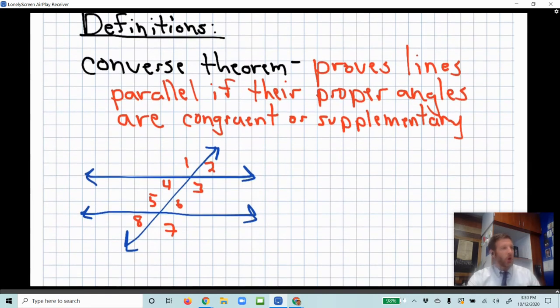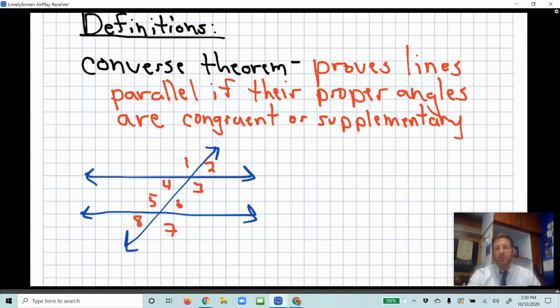One definition, converse theorem. And this in itself basically summarizes the main idea of this lesson. That is a converse theorem, which, if you remember what converse means, takes the hypothesis and the conclusion and swaps them, swaps the P and the Q. And so this says, prove lines parallel if their proper angles are congruent or supplementary.